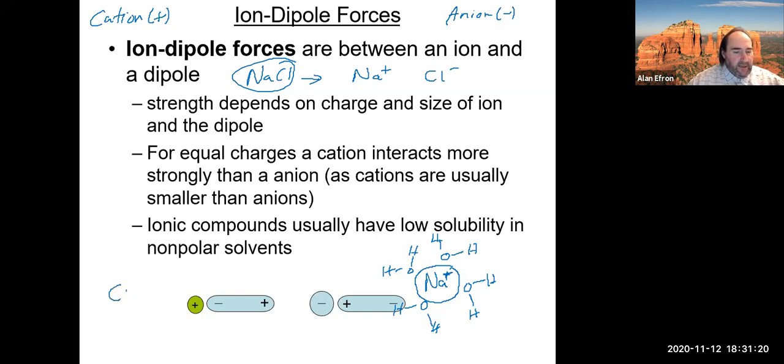Same thing with the chloride. Chloride is negative, so water will also surround it, but when it does, it's actually going to be the positive side of water, which is the hydrogen, that will end up surrounding the negatively charged ion. And that's essentially the interaction that occurs when we dissolve something that's an ionic compound in something like water.